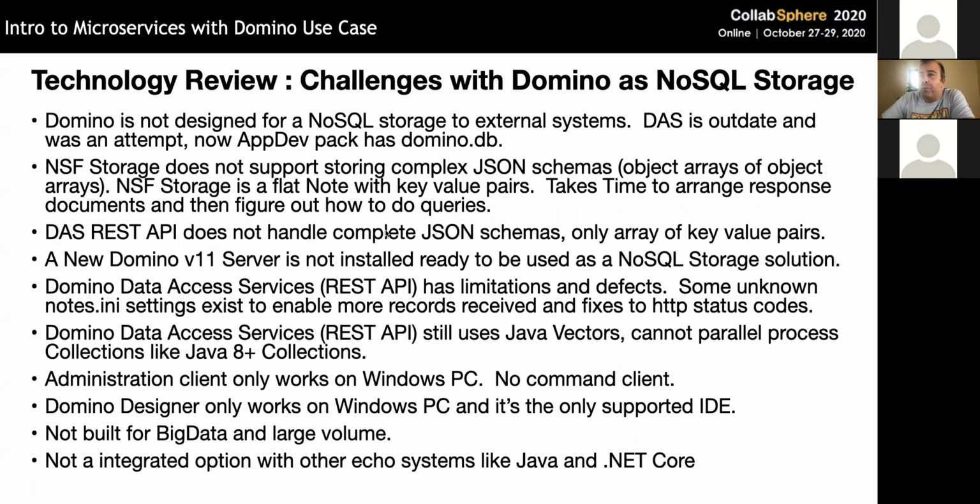A new Domino V11 server is not installed to be used as a NoSQL storage solution. You have to turn on DAS. There's all these steps to get it going. And in the next slide I have my recommendations on how to solve this stuff. The REST API uses Java vectors, so it doesn't do parallel processing. It doesn't have any of the Java 8+ features.